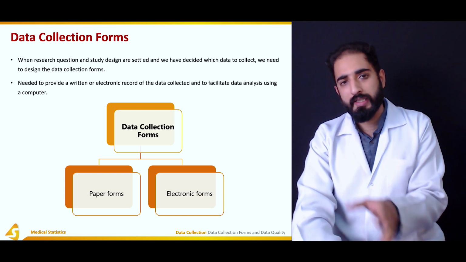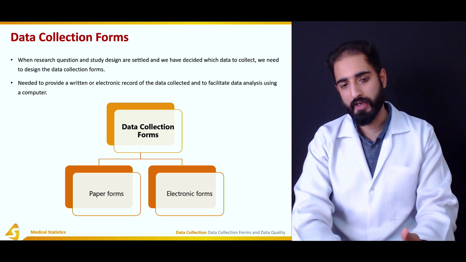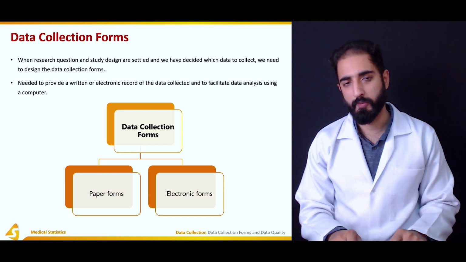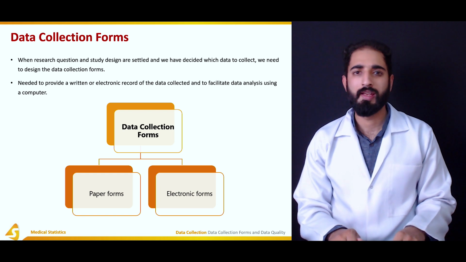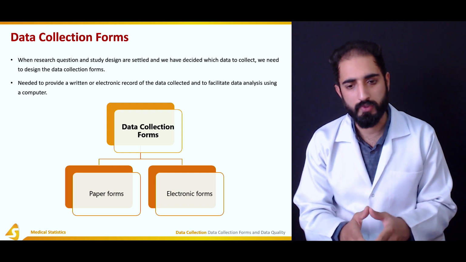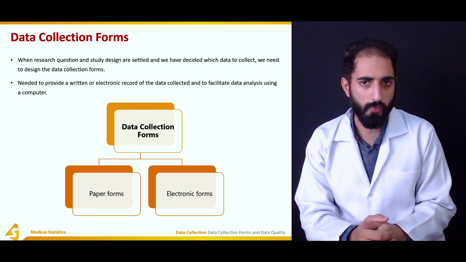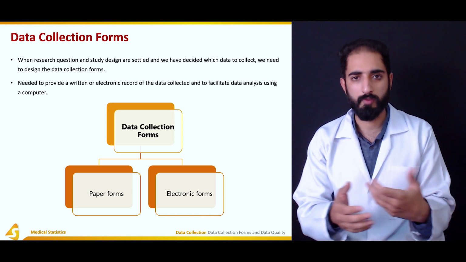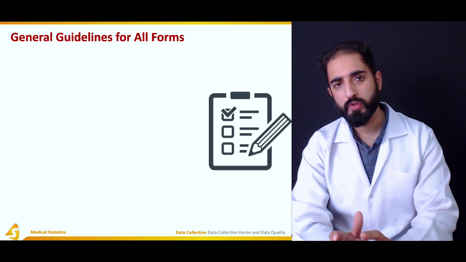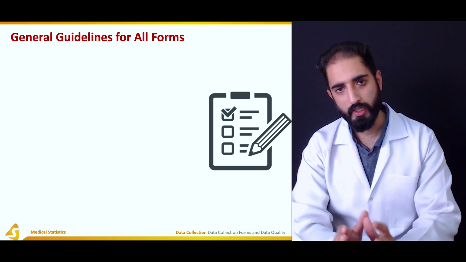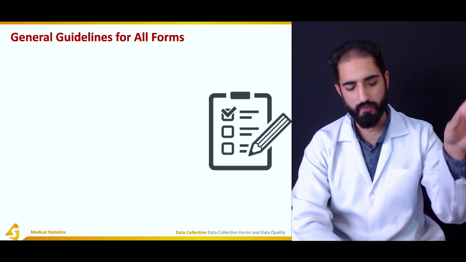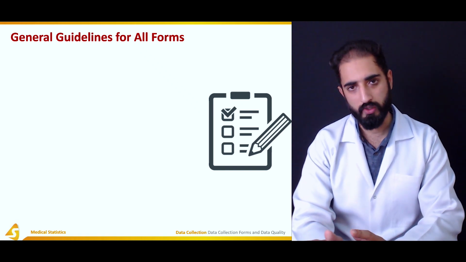So when we talk about data collection, we need different types of forms for that. Conventionally, we can use paper forms or paper questionnaires that we usually see. But in modern research, we also use different types of electronic forms or electronic data capture processes, such as Google Forms or something like that. Before we move on to the electronic forms and paper forms, there are some general guidelines for all types of forms, regardless of whether they are paper-based or electronic.